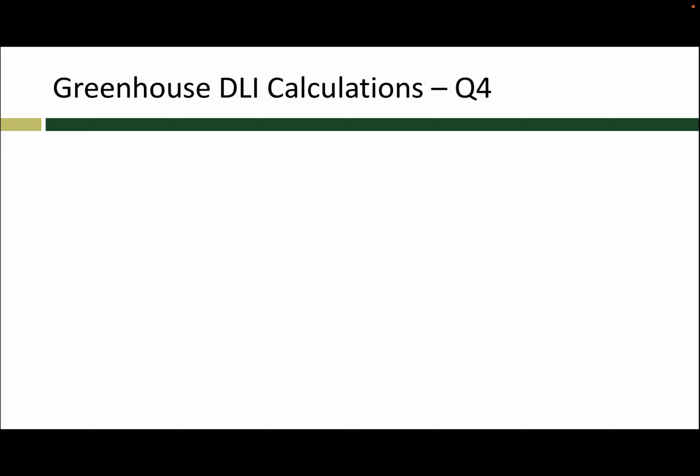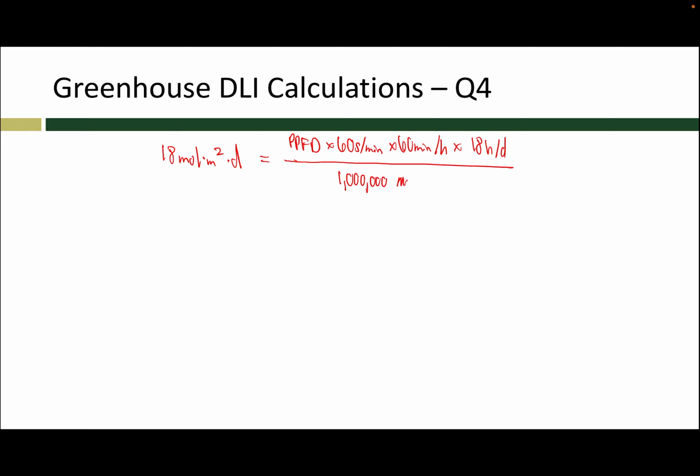So let's go ahead, and I've got a nice white sheet that we can start working off of. In this case, we know that our target, which is a pretty high target, is going to be 18 moles per meter squared per day. That's what we want to achieve. And that's going to be equal to what we need to find, which is our PPFD multiplied times 60 seconds in a minute times 60 minutes in an hour times, in this case, 18 hours in a day. So we have an 18-hour photo period, and all of that is going to be divided by 1 million micromoles per mole.